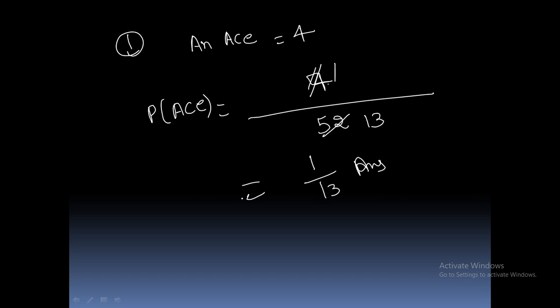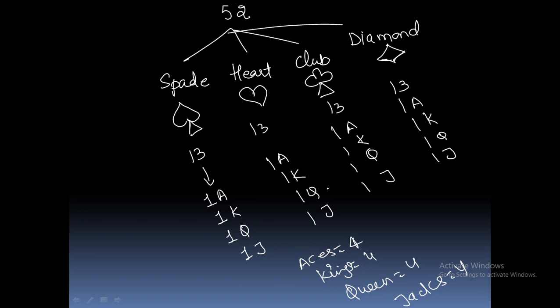For example, what is the probability that a card taken from a standard deck is an ace? In a deck, the number of aces is 4, and the probability of an ace is equal to 4 by 52, because in one deck 52 cards are present. So when we cancel 4 with 52, we find 1 by 13 is the answer.